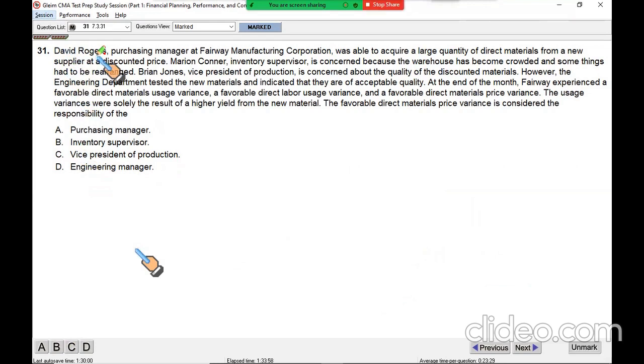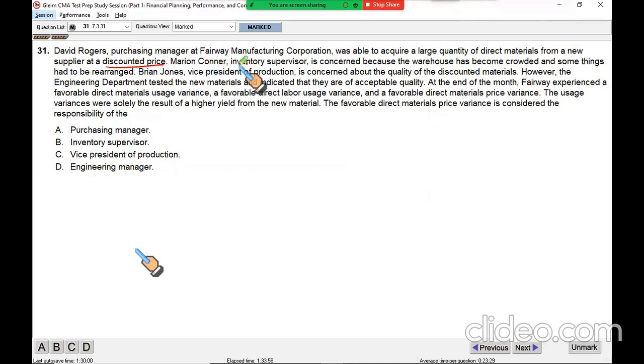David Rogers, he is the purchasing manager at Fairway Manufacturing Corporation. He was able to acquire a large quantity of direct material from a new supplier at a discounted price. So he got material at a discounted price, meaning the price was good. So it will mean that we will have a favorable price variance.